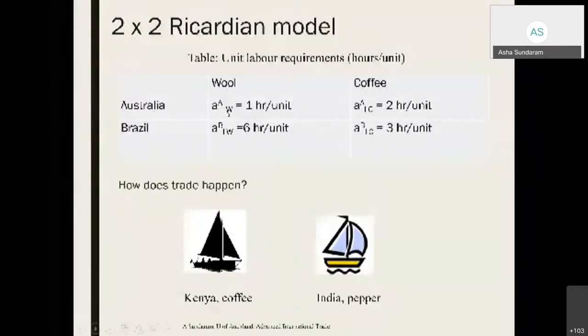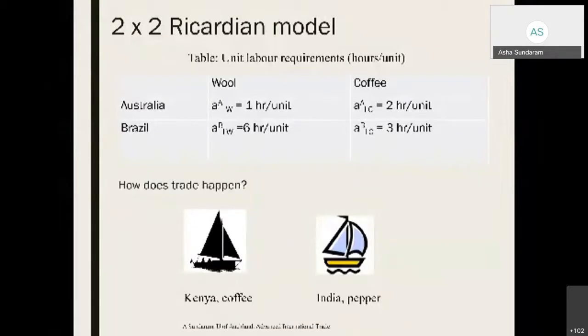So that's the notation. AALC is what Australia needs to make coffee. And this is the inverse of productivity. So unit labor requirement is the inverse of productivity. The higher the unit labor requirement, the lower the productivity of a particular country in that particular sector.